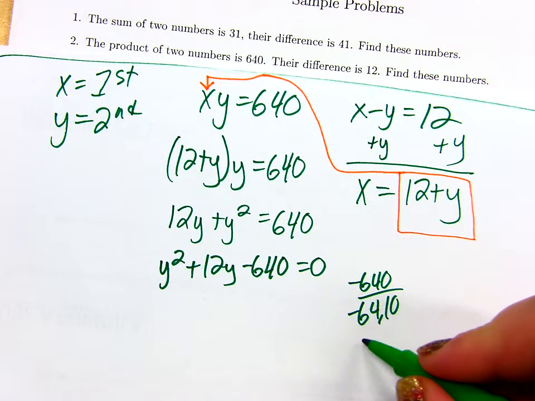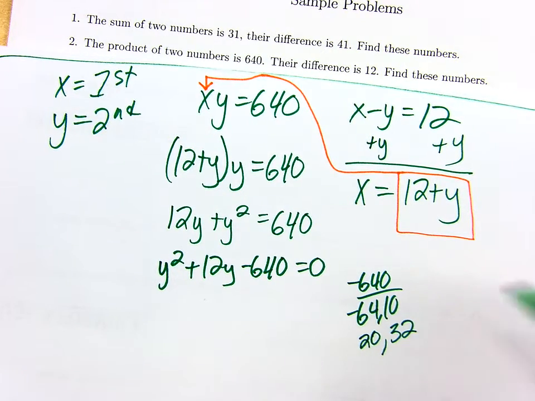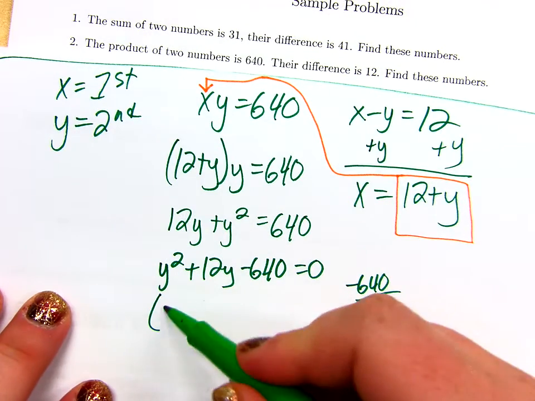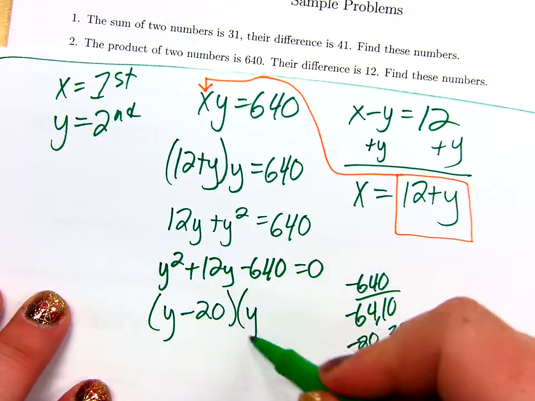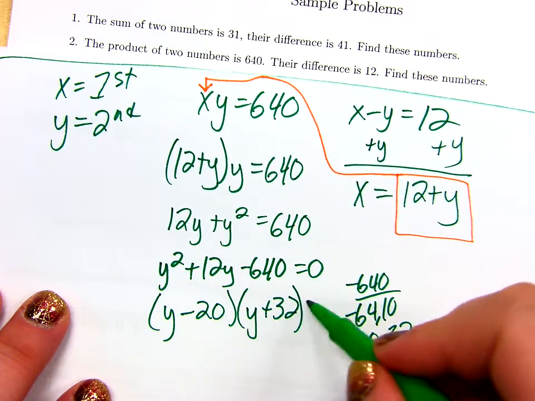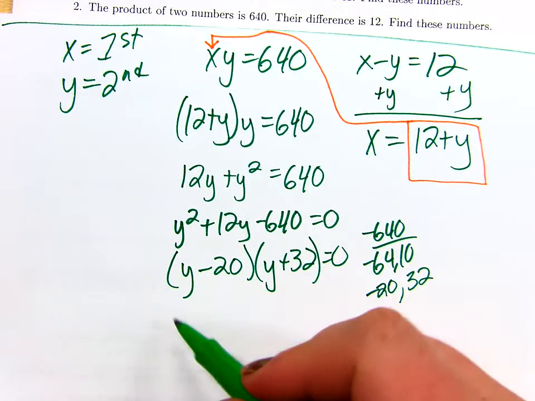20 and 32, who's got to be, who's positive, who's negative? Yeah, 20 is negative. So there we go. There's my factors of negative 640 that add to be a positive 12. I got y minus 20 and y plus 32. So once you have it factored, what do you do? Set them both equal to 0.